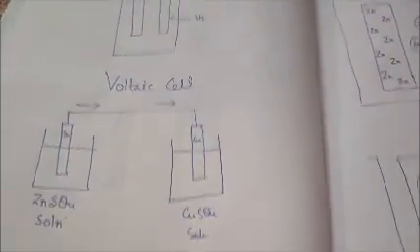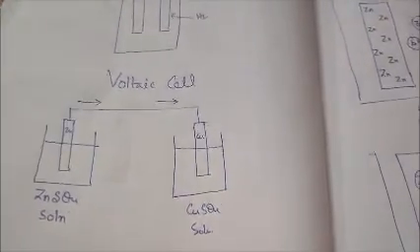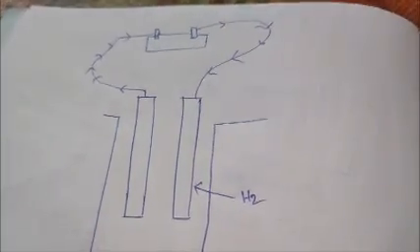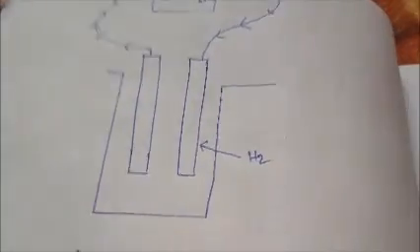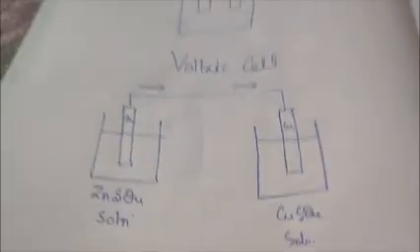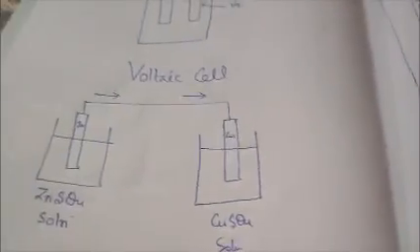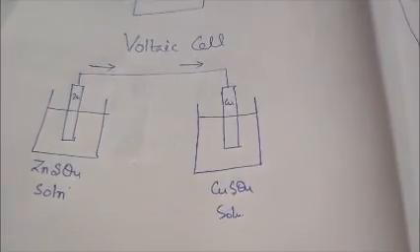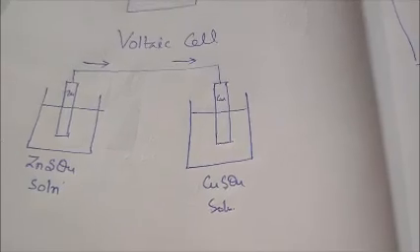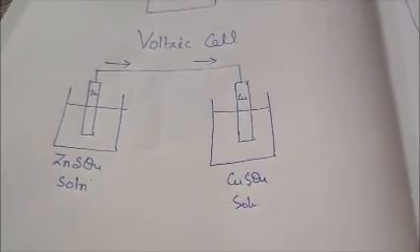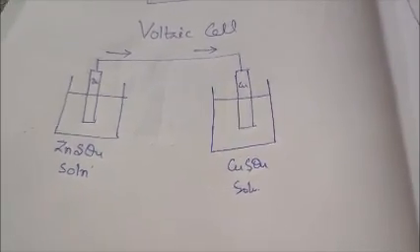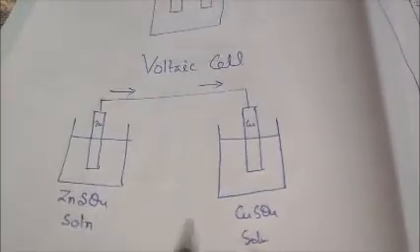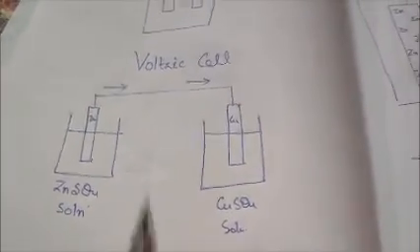I hope that all of you have understood the difference between the electrolytic cell and the voltaic cell. Now let's go deeper into this voltaic cell. I have told you that we have used two different electrodes, one is zinc and another is copper, and they both have been dipped in two different solutions. One is zinc in zinc sulfate solution, and copper is in the copper sulfate solution.